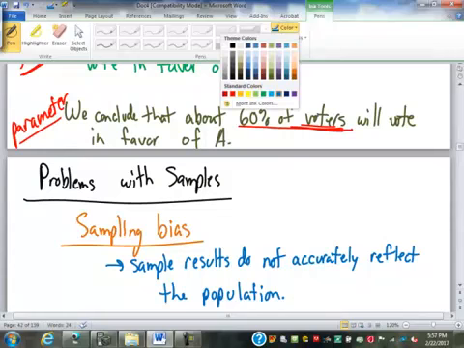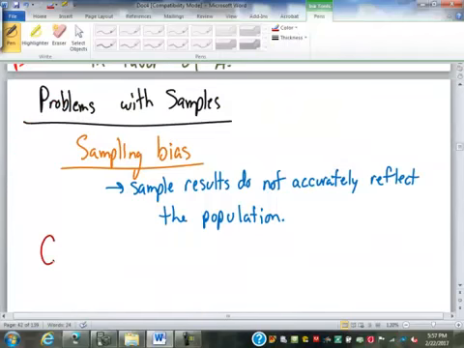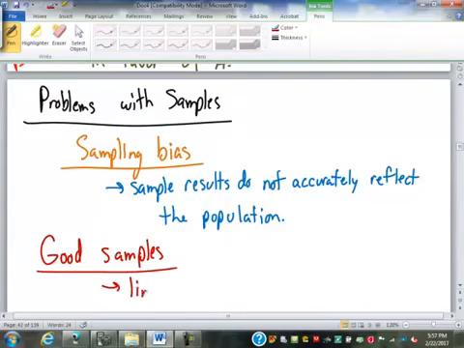So the whole point of taking samples, good samples, is to limit sampling bias. Notice I didn't say eliminate, because the only way you eliminate sampling bias is if your sample exactly reflects the population, and that's never going to happen.